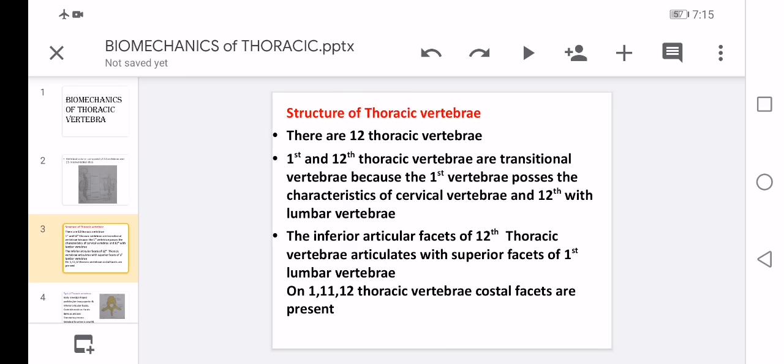If we talk about the structure of the thoracic vertebra, there are 12 thoracic vertebrae. The first and 12th thoracic vertebrae are transitional vertebrae, because the first possesses some features of the cervical vertebra, and the 12th has some features corresponding to the lumbar vertebra. The inferior articular facets of the 12th thoracic vertebra articulate with the superior facets of the first lumbar vertebra. Costal facets are present on the 1st, 12th and 11th thoracic vertebrae.